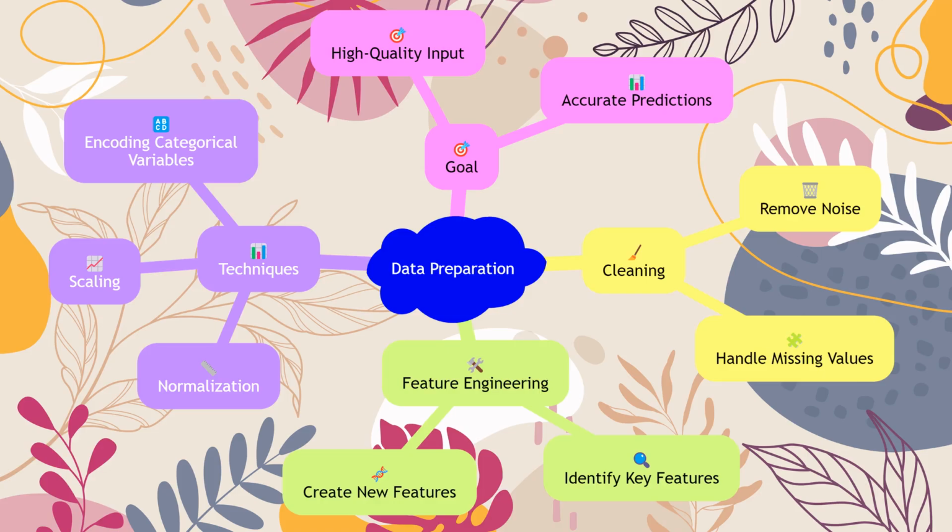Data preparation is a foundational step before running any training script. This involves cleaning the data, handling missing values, and performing feature engineering. Proper data preparation ensures that the model receives high-quality input, which is essential for accurate predictions. Techniques like normalization, scaling, and encoding categorical variables are commonly used.